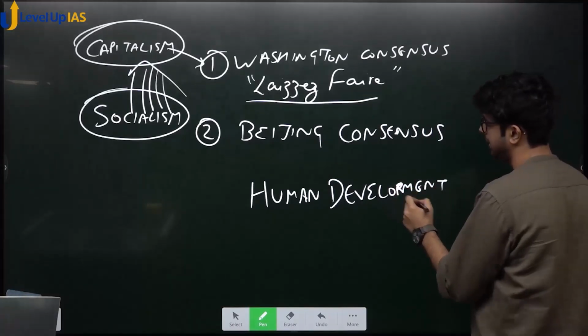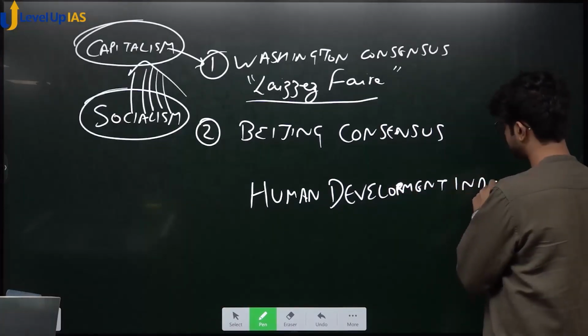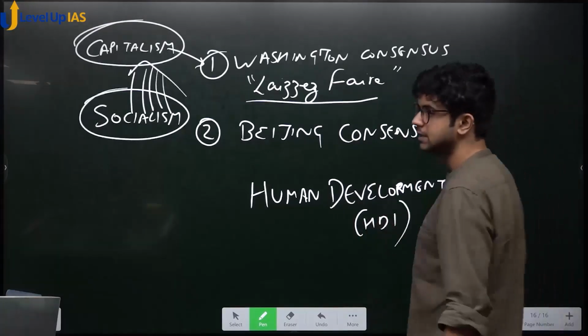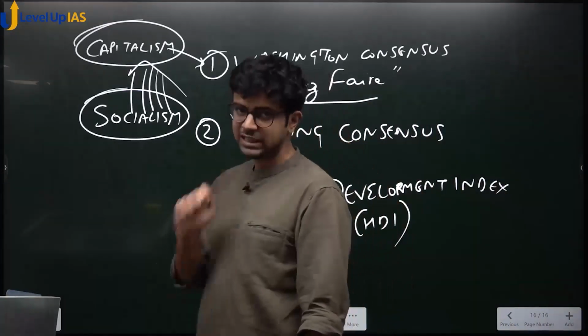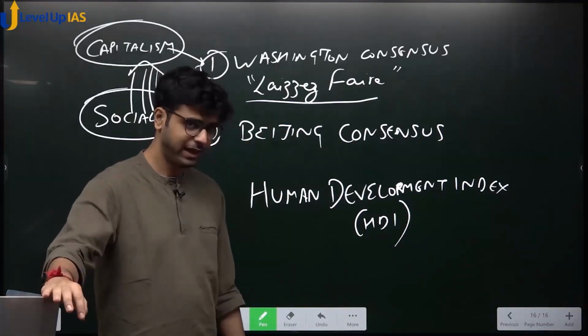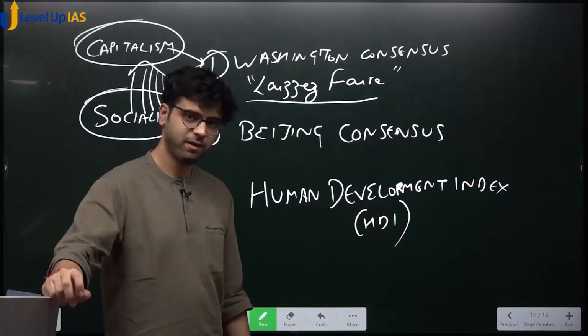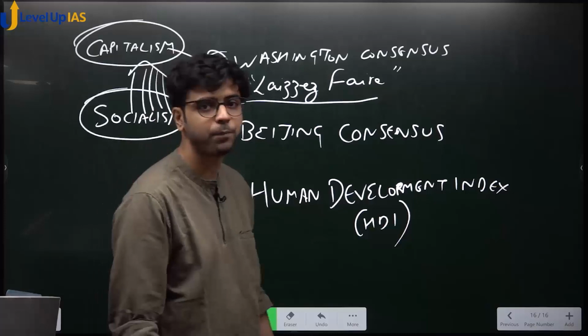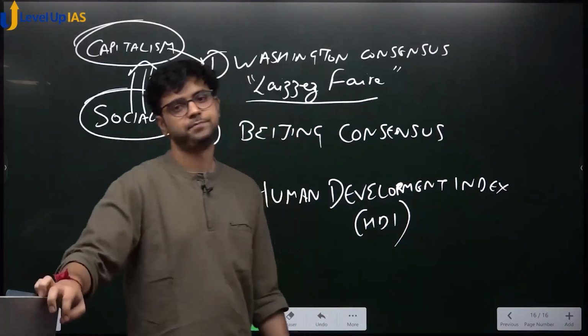Human Development Index. It is called HDI. It was developed in 1990, released to the public in 1991, and is in use by the UNDP, United Nations Development Program, in their annual Human Development Report.